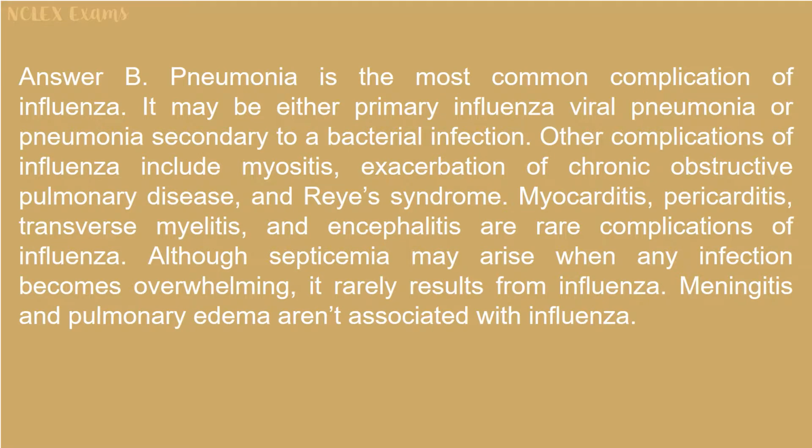Answer B. Pneumonia is the most common complication of influenza. It may be either primary influenza or viral pneumonia, or pneumonia secondary to a bacterial infection. Other complications of influenza include myositis, exacerbation of chronic obstructive pulmonary disease, and Reye's syndrome. Myocarditis, pericarditis, transverse myelitis, and encephalitis are rare complications of influenza. Although septicemia may arise when any infection becomes overwhelming, it rarely results from influenza. Meningitis and pulmonary edema aren't associated with influenza.